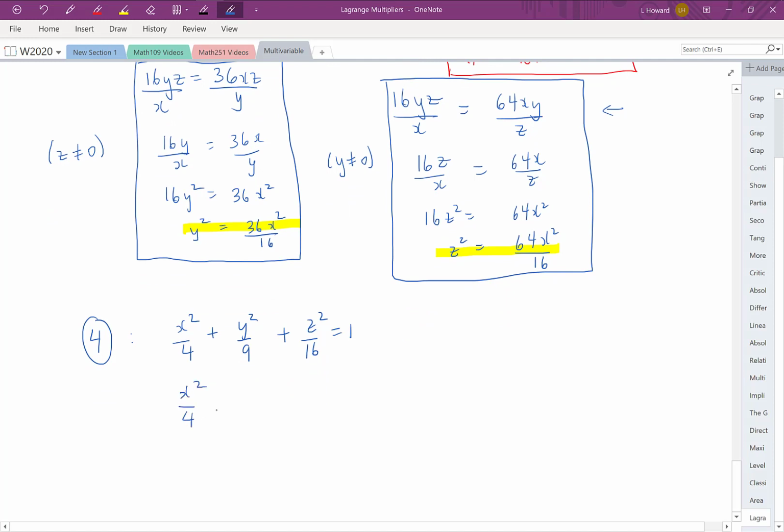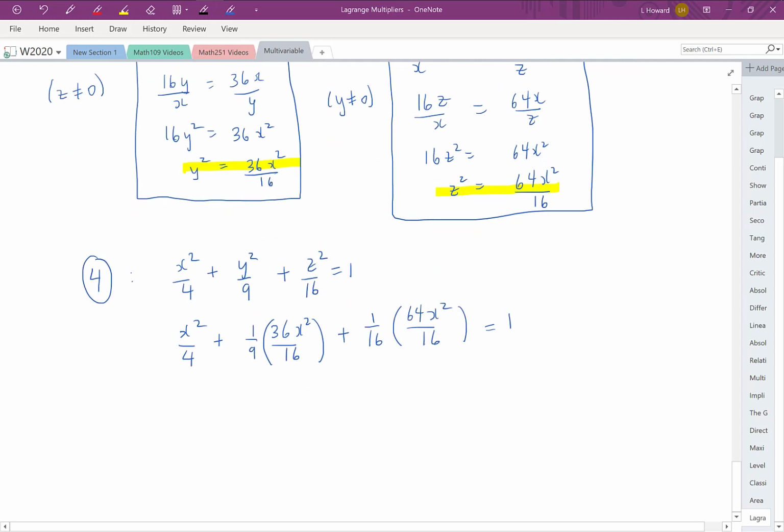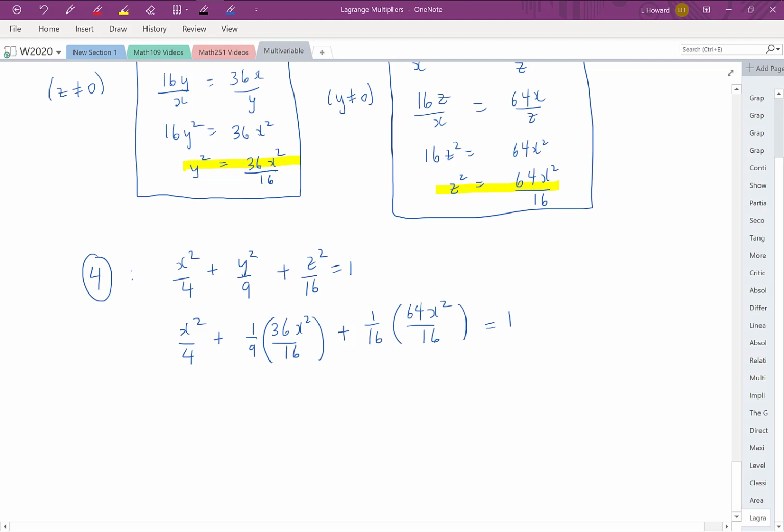So we've got x squared over 4 plus 1/9 of whatever y squared is. Well, from the highlighted thing on the left here, y squared is equal to 36x squared over 16. Great. And then we've got 1/16 of z squared. Well, from the right highlighted section here, z squared is 64x squared over 16. Great. So all this stuff here is equal to 1. So let's see if we can clean this up. We'll just do a little bit of simplifying of the coefficients here.